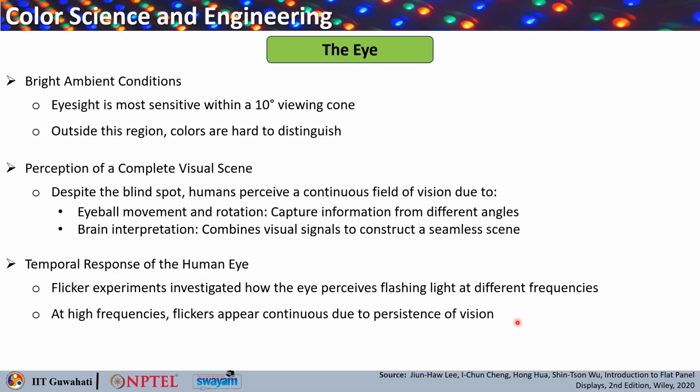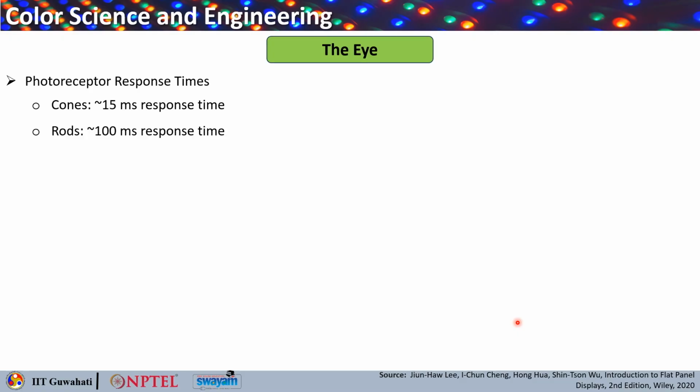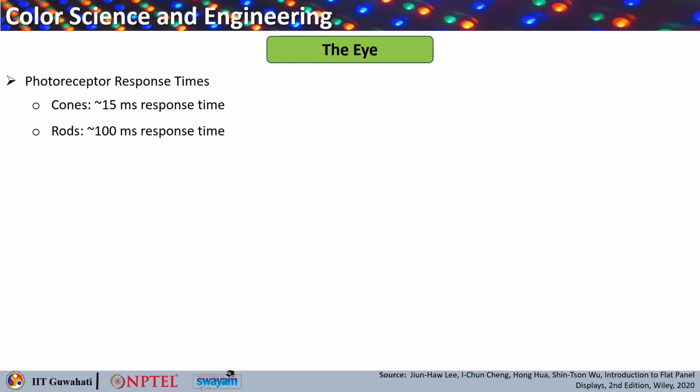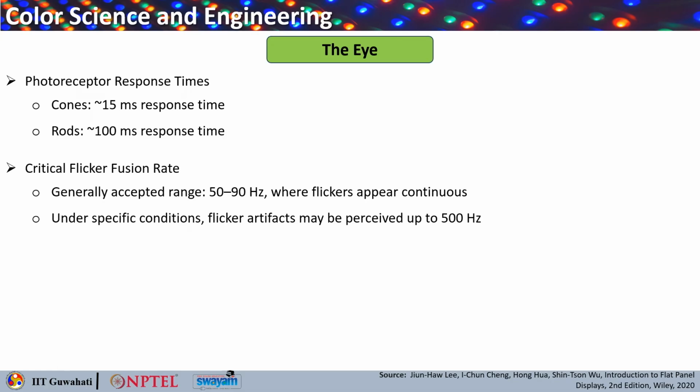And this has been used to create movies, which are basically frames, pictures, repeated at a very high speed to give you a continuous motion picture, right. So, different photoreceptors in your eye have different response times. Cones have a very short response time, like 15 milliseconds, whereas rods have around 100 milliseconds response time.